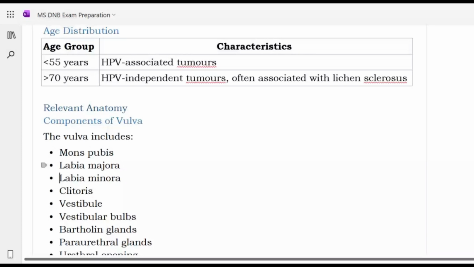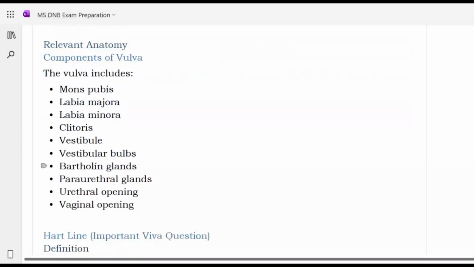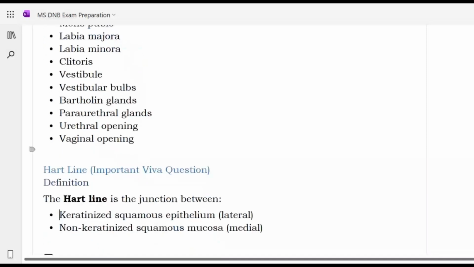Okay, so surgical anatomy of the vulva. What are the components of the vulva that you should describe? The vulva will include the mons pubis, the labia majora, labia minora, clitoris, vestibule, vestibular bulbs, Bartholin's glands, parauretral glands, urethral opening, and vaginal opening. We should know this particular thing because the malignancy will spread accordingly to nearby structures.